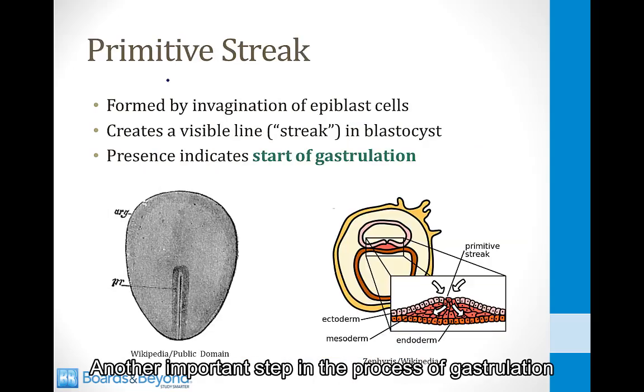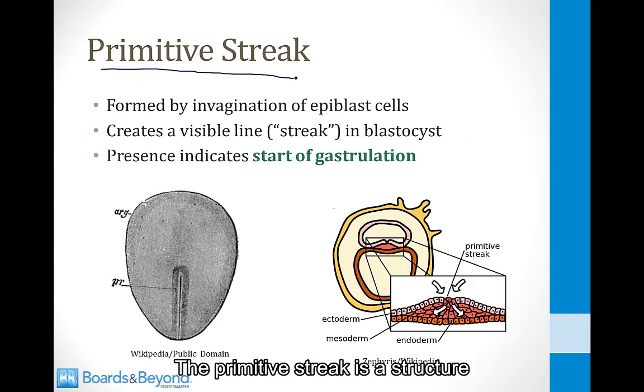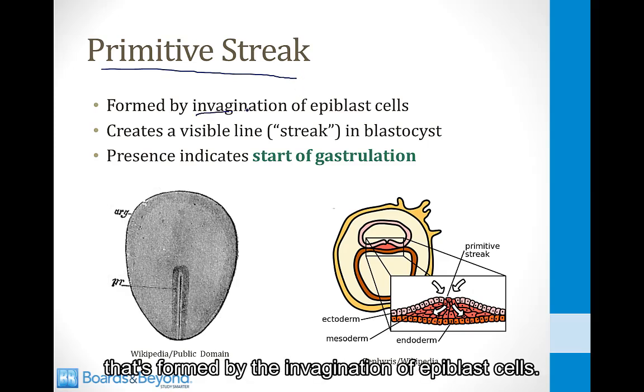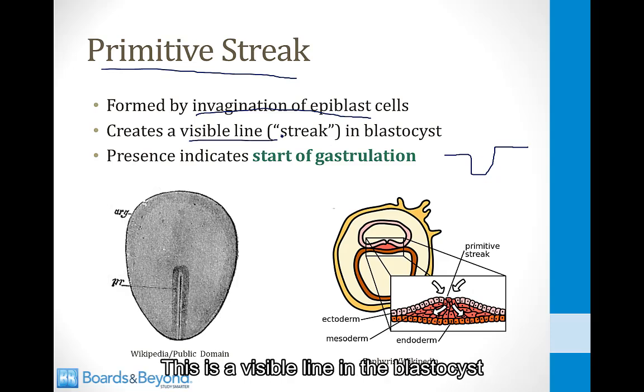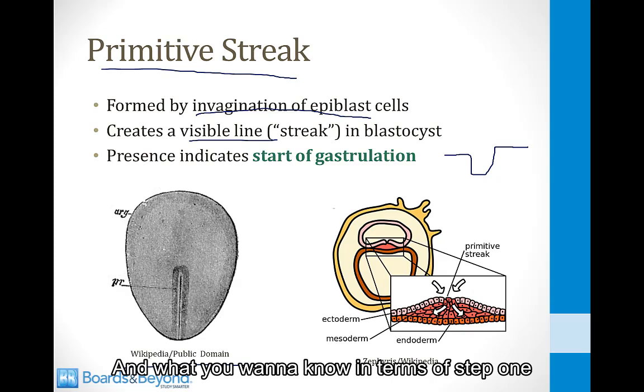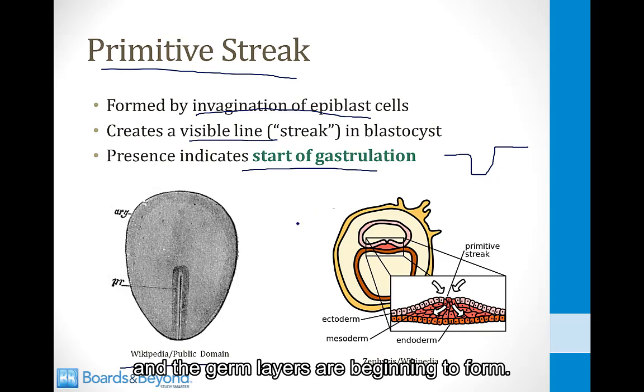Another important step in the process of gastrulation is formation of the primitive streak. The primitive streak is a structure that's formed by the invagination of epiblast cells. Basically, that layer of epiblast cells invaginates like I'm drawing here, and that creates a streak. This is a visible line in the blastocyst that you can see under the microscope. This is an example of a primitive streak shown on the screen here. And what you want to know in terms of step 1 about the primitive streak is once that is visible, this means that the process of gastrulation has started and the germ layers are beginning to form.